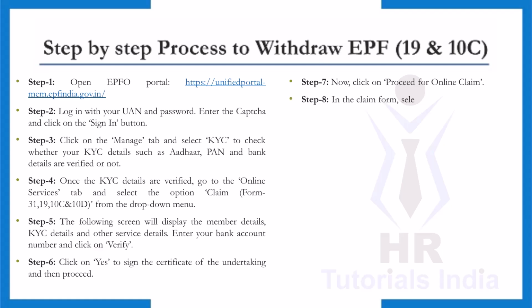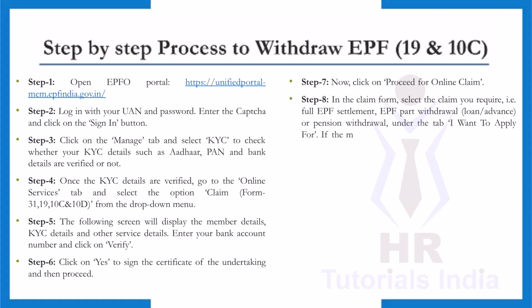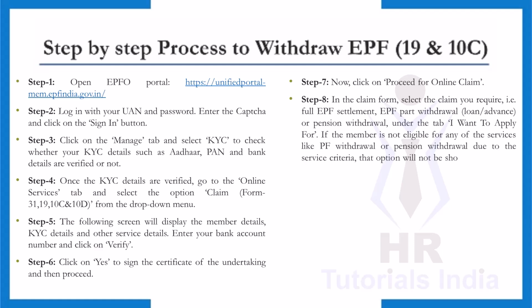Step 8. In the claim form, select the claim you require, that is full PF settlement or PF partial withdrawal, loan or advance or pension withdrawal under the tab I want to apply for. If the member is not eligible for any of the services like PF withdrawal or pension withdrawal due to the service criteria, that option will not be shown in the drop down menu.